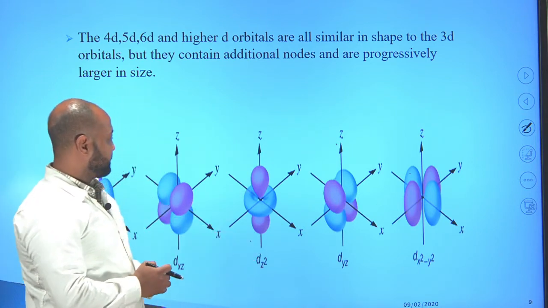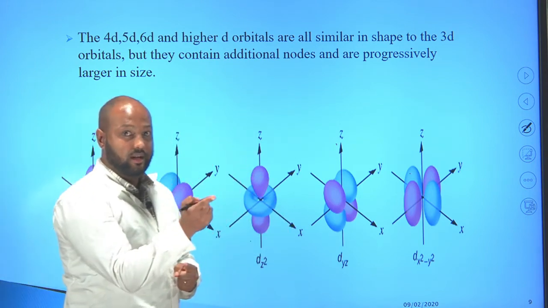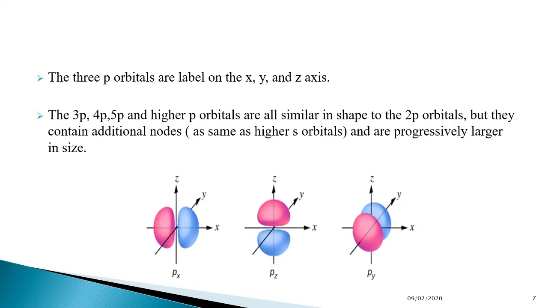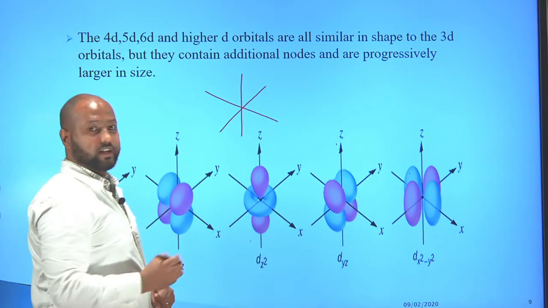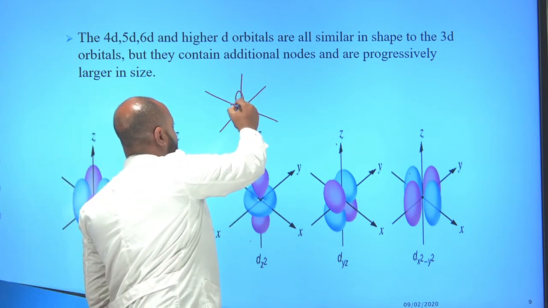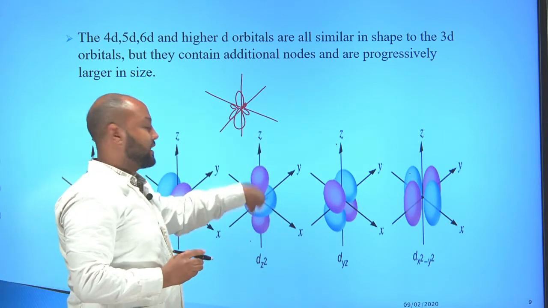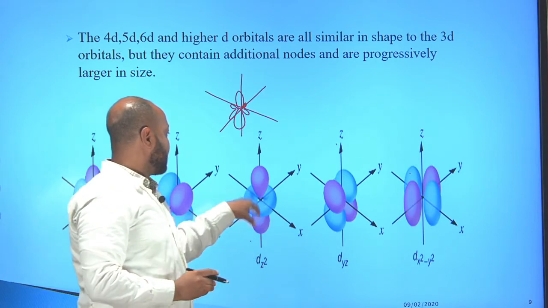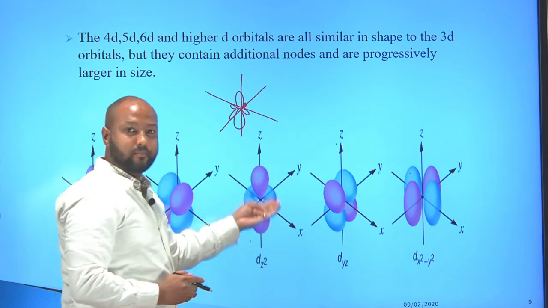dz squared is derived from dx squared minus z squared and dy squared minus z squared. That's why it has a shape like this. Generally it becomes like a donut wrapped around the center. So the probability of finding the electron around here is maximum.